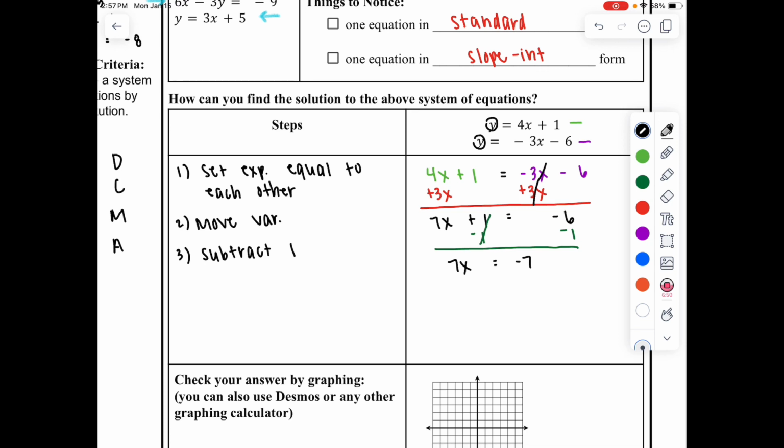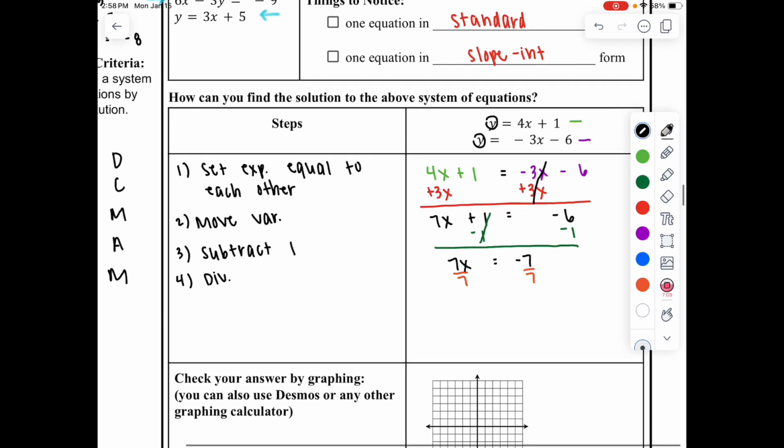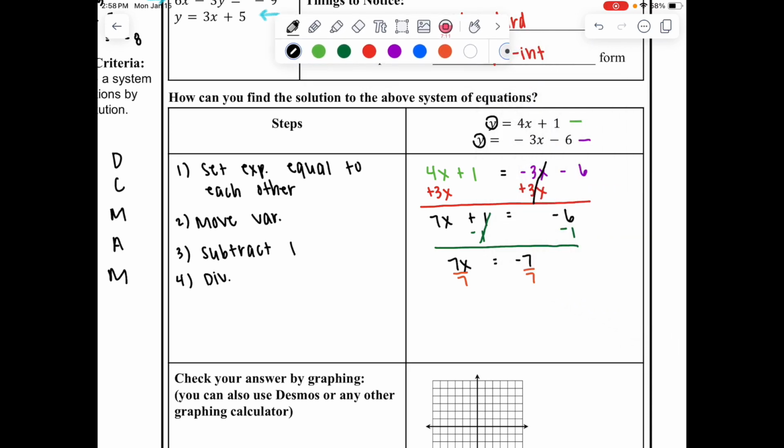I would like to get this x by itself, so my last step is to either multiply or divide. That's what the M stands for in Don't Call Me After Midnight. If it's 7 groups of x, that's great, but I don't want 7 groups of x. I want one group of x. So I have to undo the multiplication, or divide by 7 on the left and the right. 7x divided by 7 is a positive 1x, and negative 7 divided by 7 is negative 1. So I end up finding out that the value of x is negative 1.